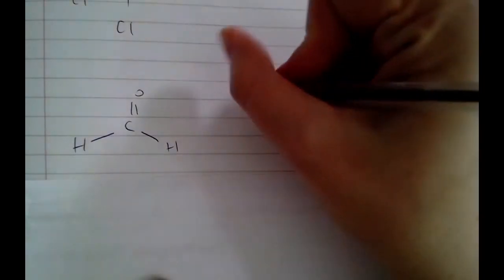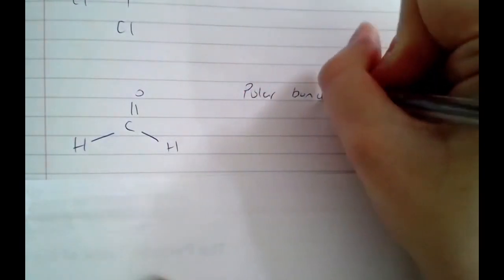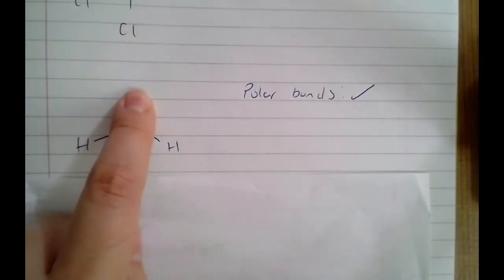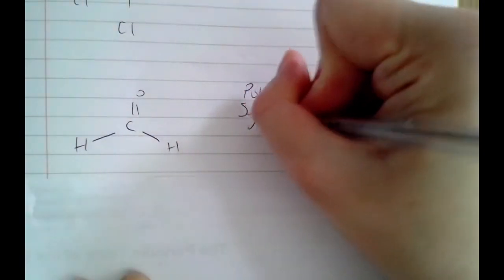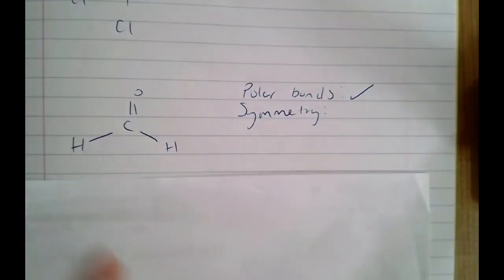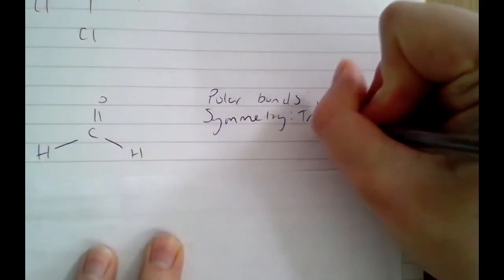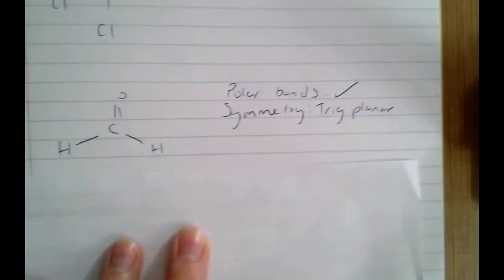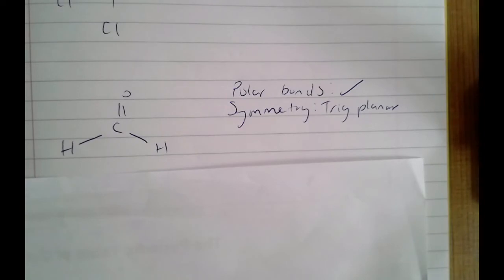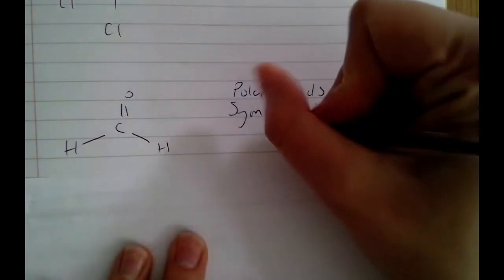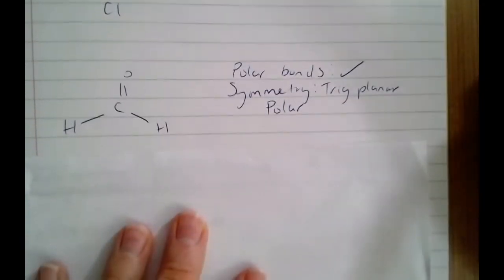Next up, do I have polar bonds? And again, the answer is yes. Not all of the bonds are polar, just the carbon-oxygen bond, but that's still enough. Do I have symmetry? Again, what shape do I have? I've got 1, 2, 3 bonding regions. Remember, a double bond is just one bonding region. 3 bonding regions gives me the shape trigonal planar. Trigonal planar is a symmetrical shape, but in this case, do I have perfect symmetry? The answer is no, because I've got hydrogens and I've got an oxygen. Not all of the bonds are the same. So despite having a symmetrical shape, I don't have perfect symmetry. If I don't have perfect symmetry, the dipoles can't cancel and it's polar.